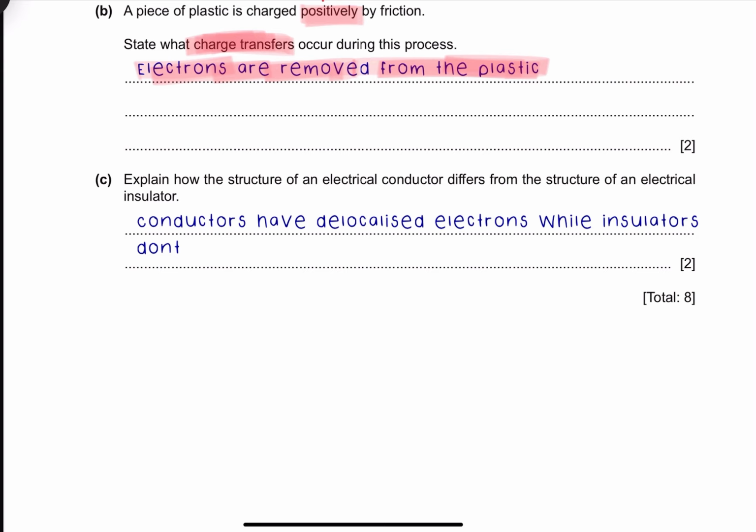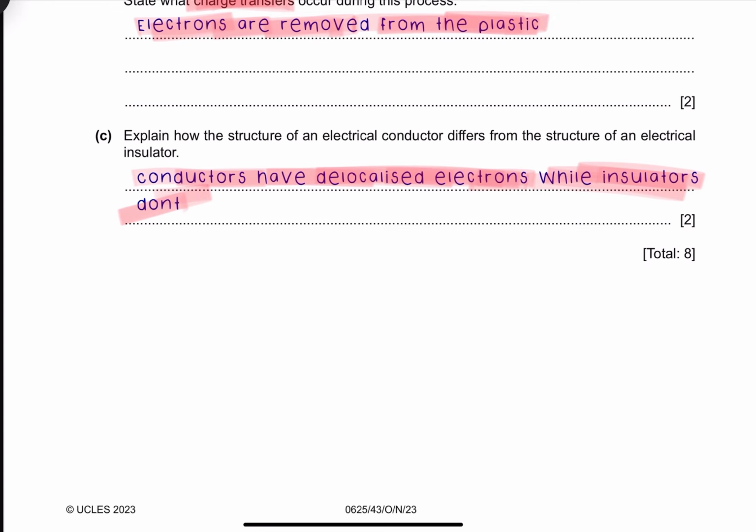Explain how the structure of an electrical conductor differs from the structure of an electrical insulator. You have to draw the comparison. Conductors have delocalized or free electrons, while insulators don't have any free electrons.